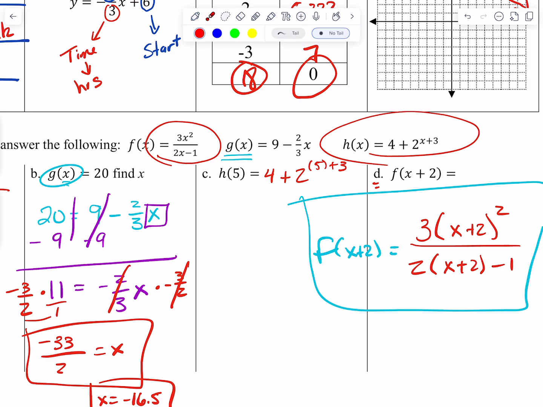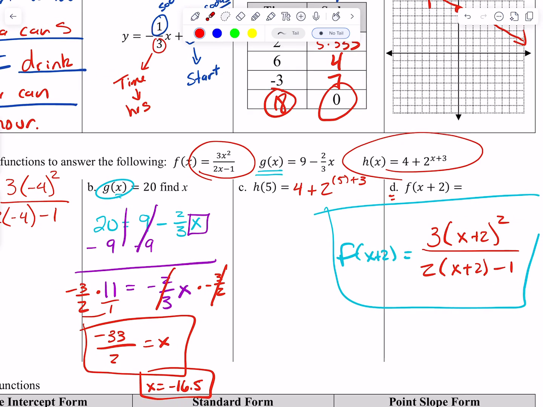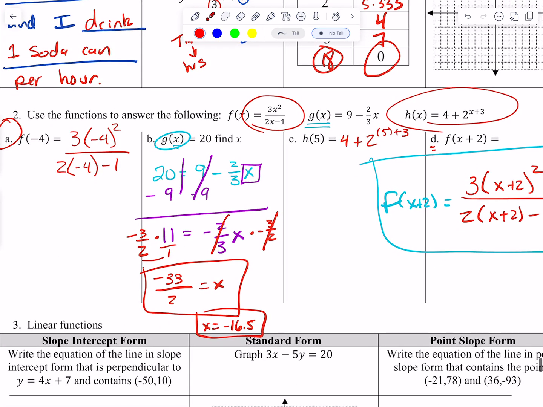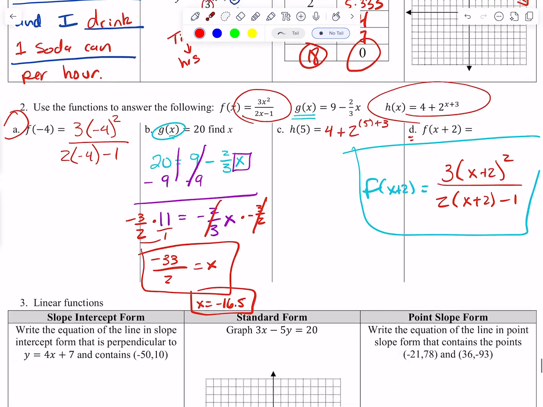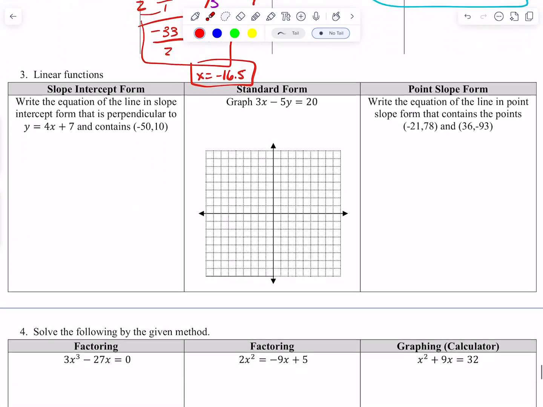Now on this here, for you to get full credit, you do have to write this part. You have to say f of x plus 2 is equal to this if you're not going to simplify. Now, if you simplify, that's fine, but just make sure you do it correctly. Same thing up here. If you're just going to leave it like this, make sure you put h of 5, or I'll take off a point for that. If you're not going to evaluate it, you have to show it like that. Okay, so let's move on to the next part.